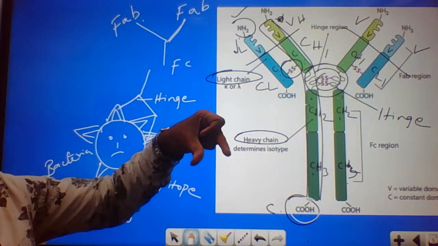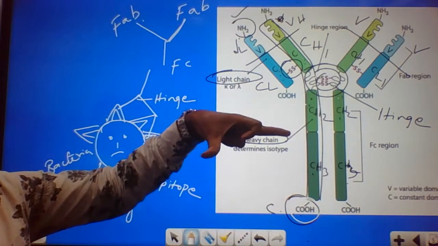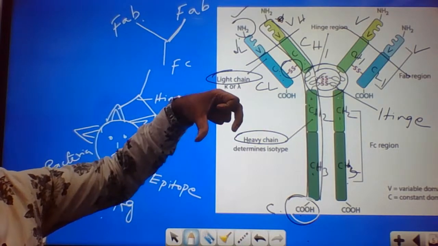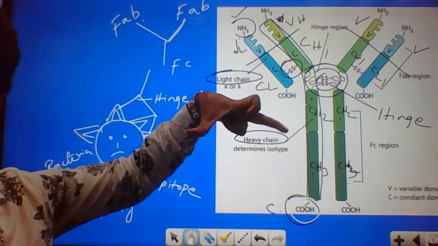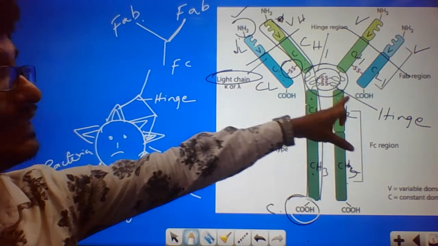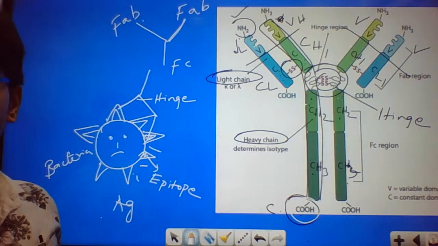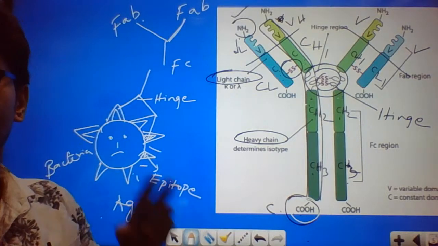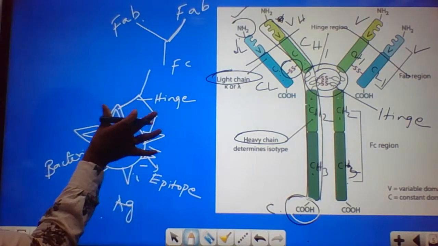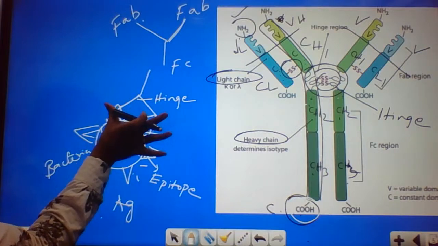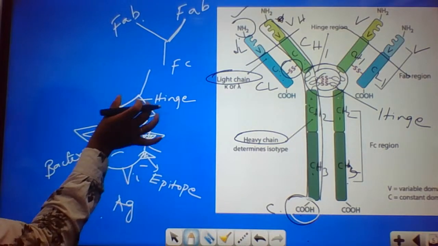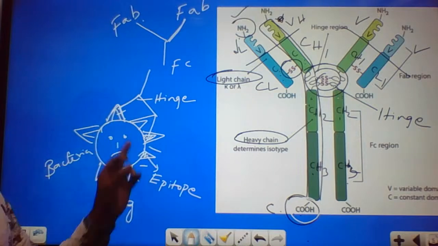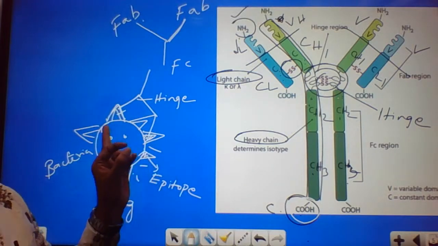Now if two epitopes are close together, there is no problem. But if one epitope is here and another epitope is far away, then the two FABs need to stretch flexibly. What helps them stretch is this hinge region. This hinge region gives flexibility to the FAB regions, a kind of elasticity, so that the FAB can slightly bend over and bind onto the surface of the antigenic determinant or epitope.